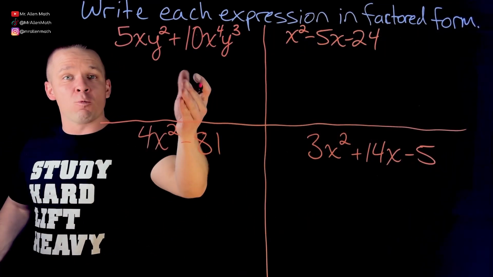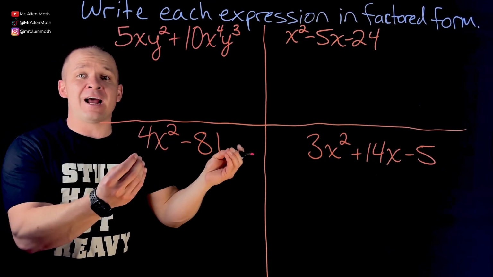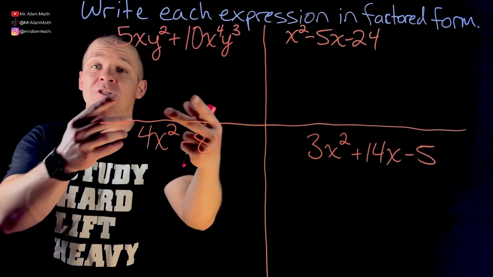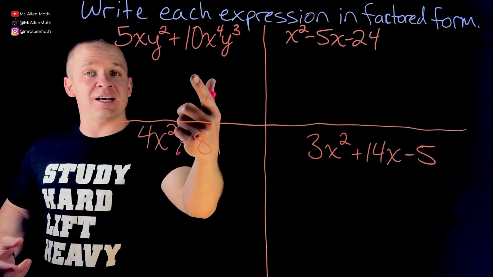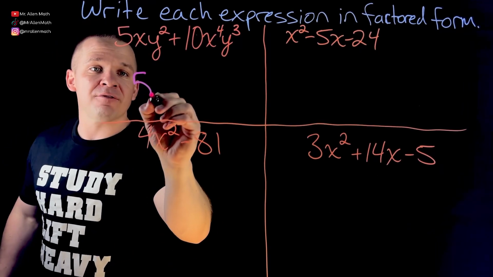So for the first one here, we're working with greatest common factor. Well, what does that mean? That means I'm going to try to divide out a common factor from each of my terms. So I like to start with my coefficients, my numbers. I got 5, I've got 10. What can I divide both those by? 5. So I can take a 5 out.